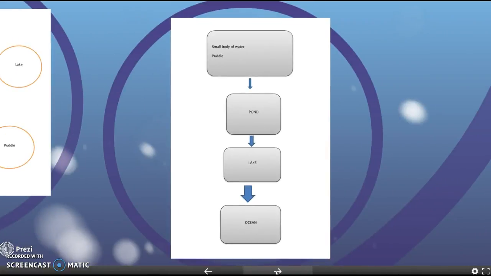Another way of bubble mapping is by putting it smallest body of water to the largest. So we started out with puddle. We then went on to pond, lake, and ocean. And as you can see, my arrows got bigger as well, just to emphasize some more the fact that we were going from smallest body of water to largest.